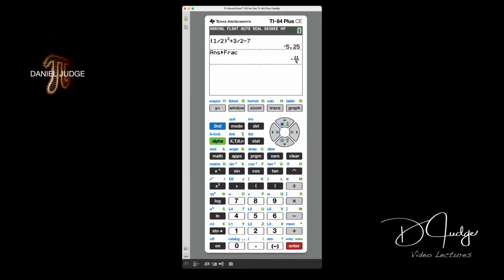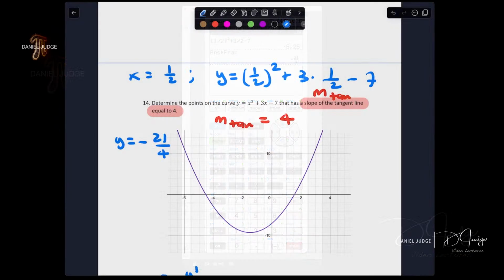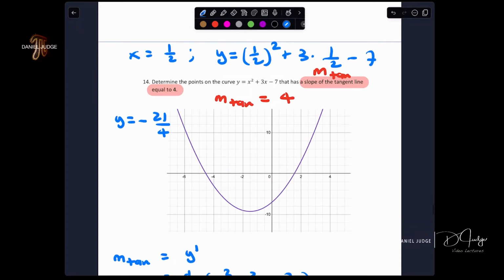All right. So y is negative 21 fourths. So x is 1/2. Y, okay. So here's your answer. X is 1/2 and y is negative 21 fourths. There's your location.